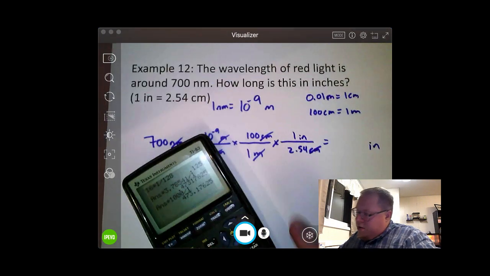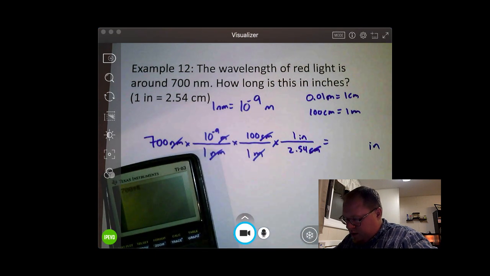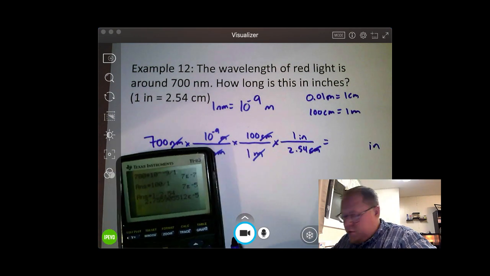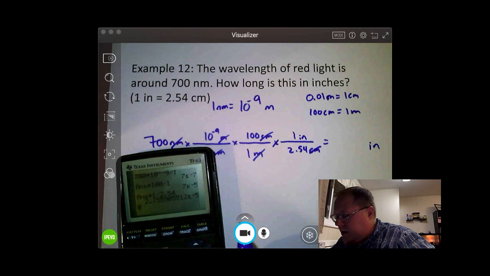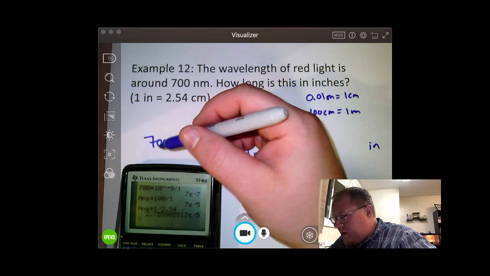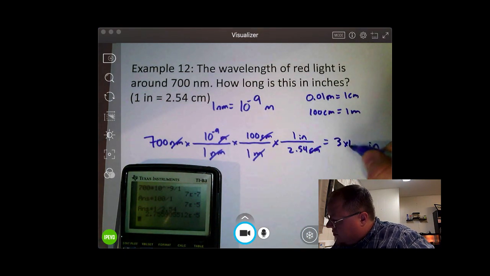All right, punch this into a calculator. 700 times 10 to the power of negative 9 over 1 times 100 over 1 times 1 over 2.54. And the answer is 2.7559 times 10 to the power of negative 5. I only get one sig fig, so I'm going to go with, because that only has one, 3 times 10 to the power of negative 5 inches.